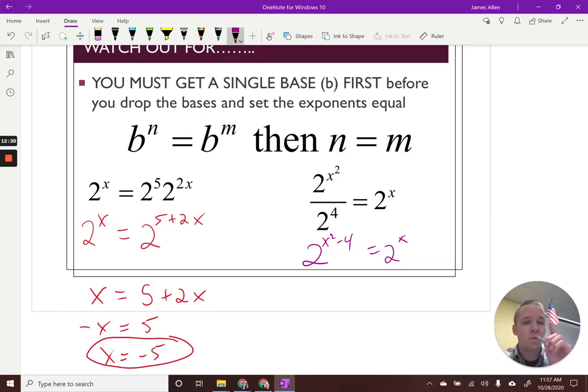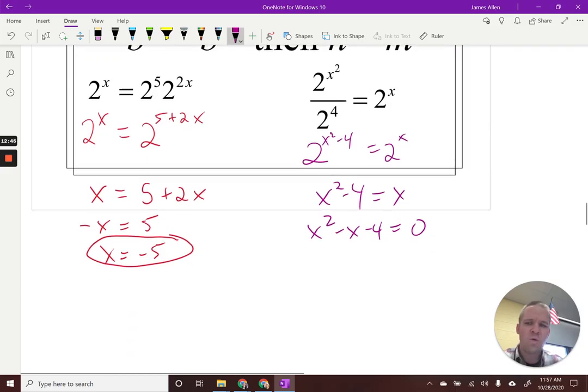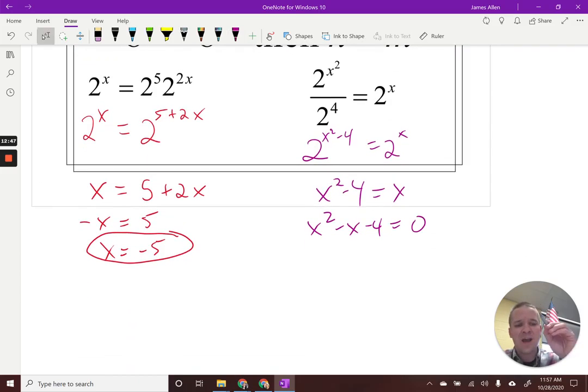Well, now I have 2 as my base, 2 as my base, right? A single base on each side. I can set x squared minus 4 equal to x. And I'll have x squared minus x minus 4 equals 0. What do we have here? Factoring, my fave. Can we even factor that? Yeah, we can't even factor this one.